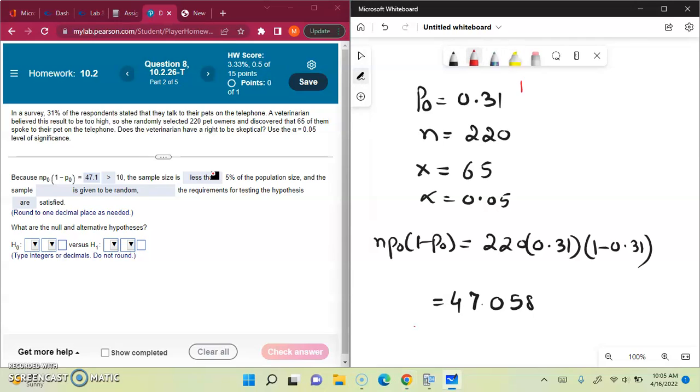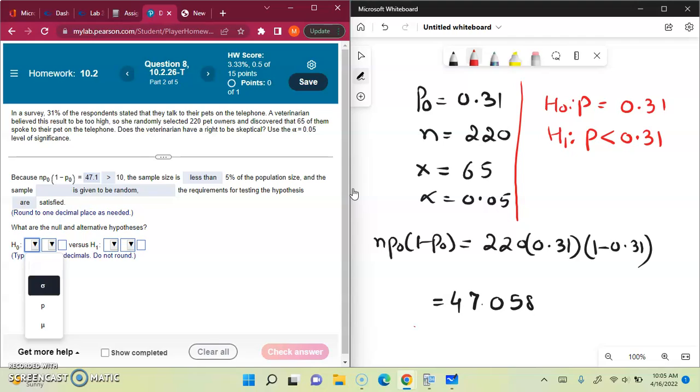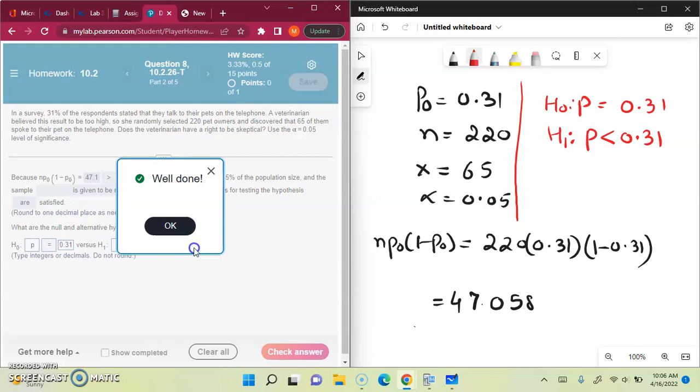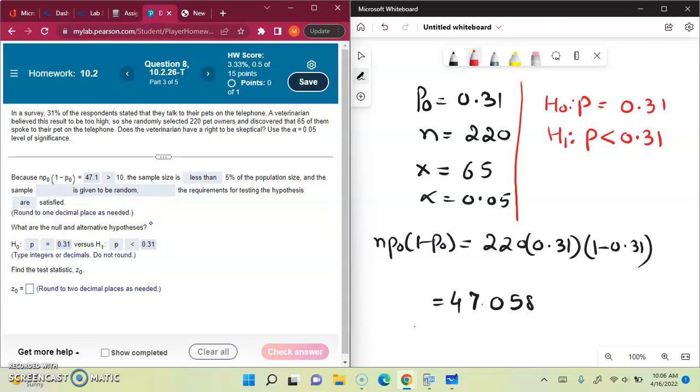Null hypothesis. What is the null hypothesis? Null hypothesis is always equal to the given population proportion. What is the alternate? What is she expecting? She is skeptical that this is way too high. That means she thinks the proportion is less than that number. So that is what her testing is about: P is equal to 0.31 versus P is less than 0.31. That is your hypothesis.